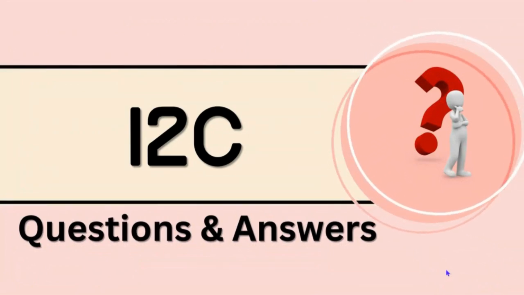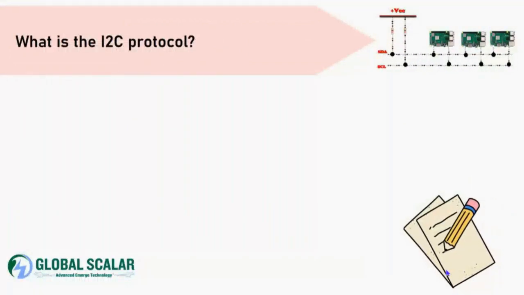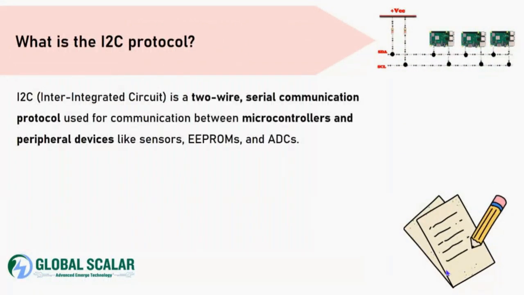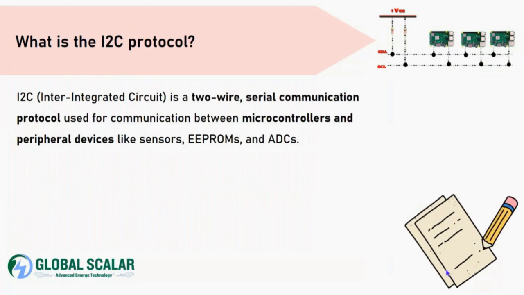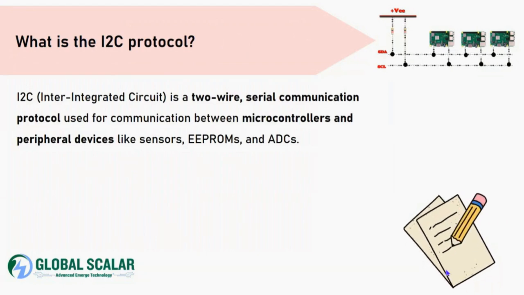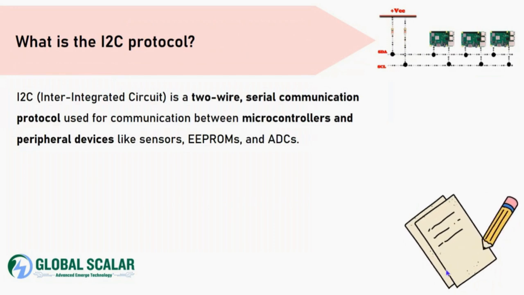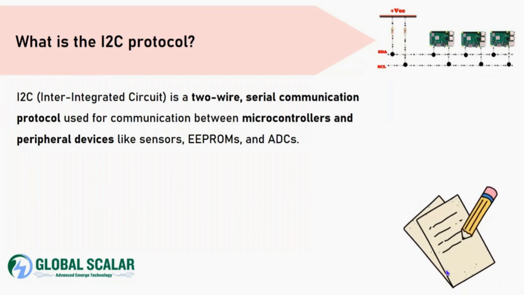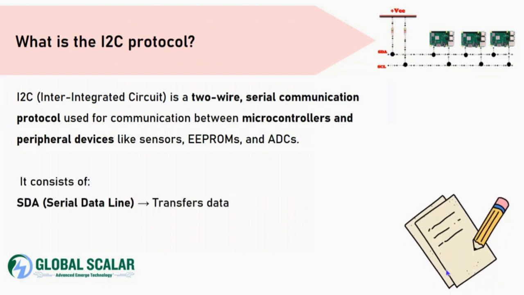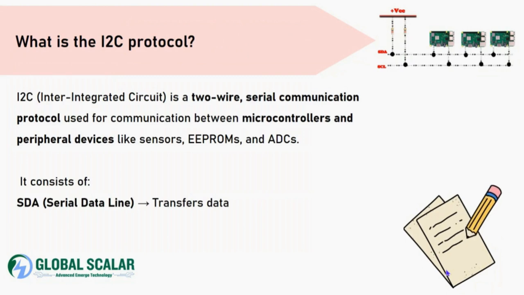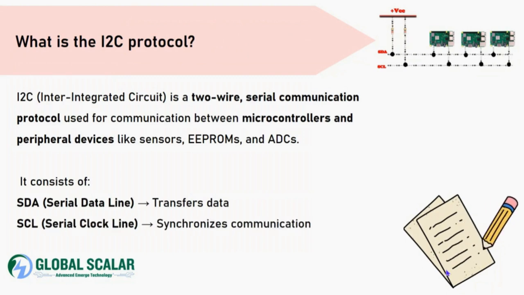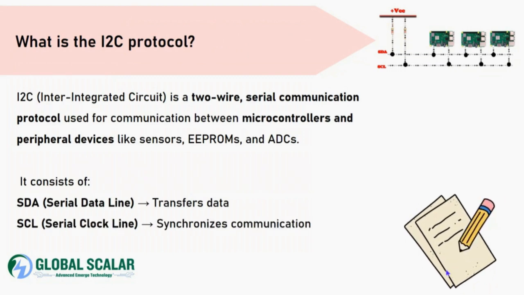I2C questions and answers. What is I2C protocol? I2C, inter-integrated circuit, is a two-wire serial communication protocol used for communication between microcontroller and peripheral devices like sensors, EEPROM, and ADCs. It consists of a serial data line, which transfers the data, and a serial clock line, which synchronizes the communication.